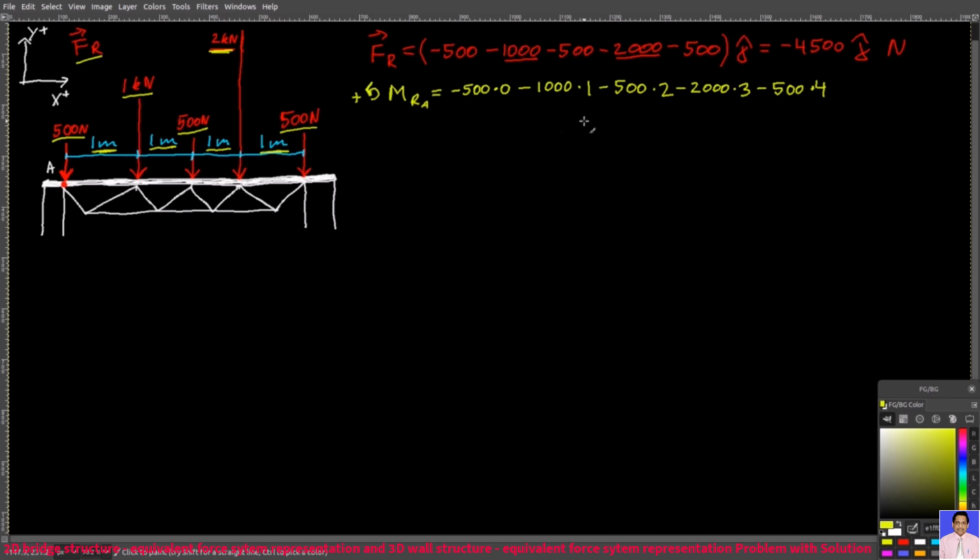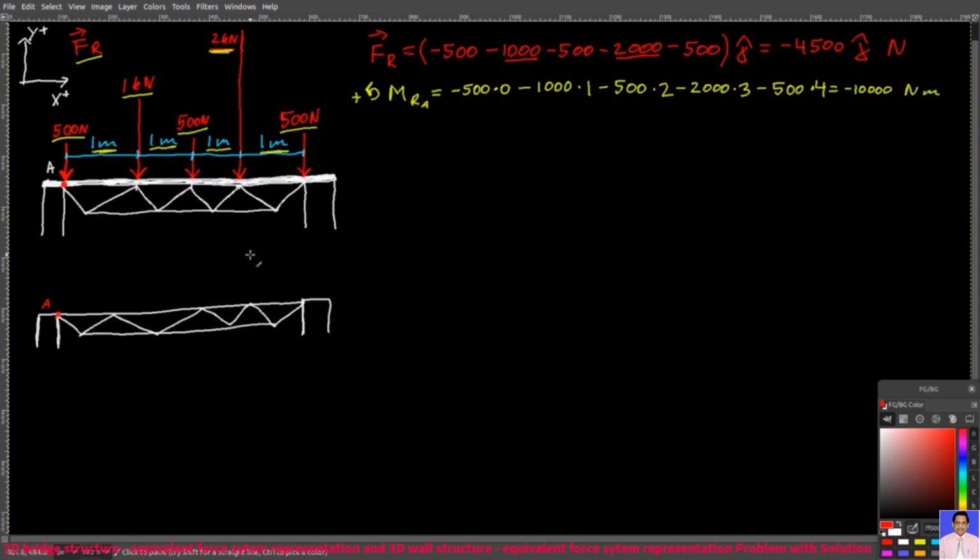till point A. The reason why they are all negative is because all the moments produced by these forces are going to be clockwise. And so in the end you will have minus 10,000 Newton meters. So right now I can replace this force system with an Fr that is 4,500 newtons and a clockwise couple moment which is 10,000 Newton meters. So right now these two systems are equivalent to each other.